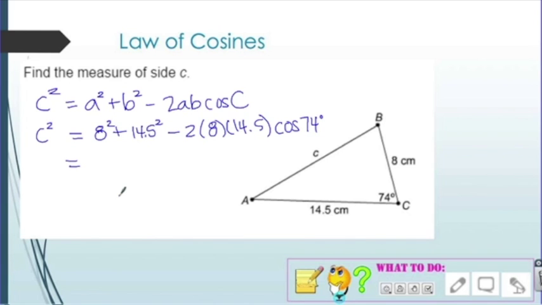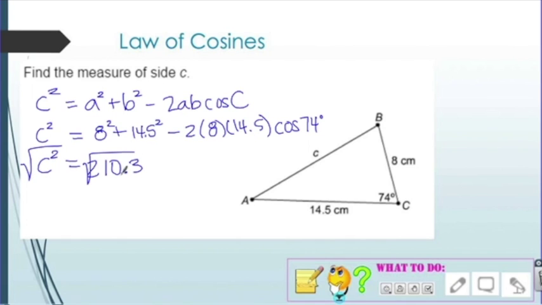If you have a scientific calculator, you can type all of that in at one time, exactly like you see it, and your calculator will take care of the order of operations. Otherwise, you need to be careful to do the breakdown of the order of operations, taking care of your exponents first, then your multiplication, then the addition and subtraction from left to right. When I take care of all of the order of operations, I get that c squared is equal to 210.3.